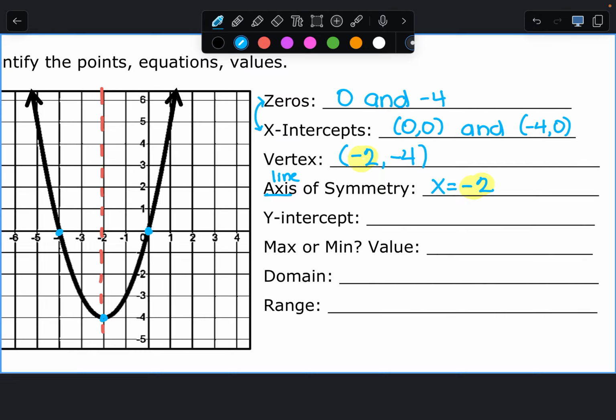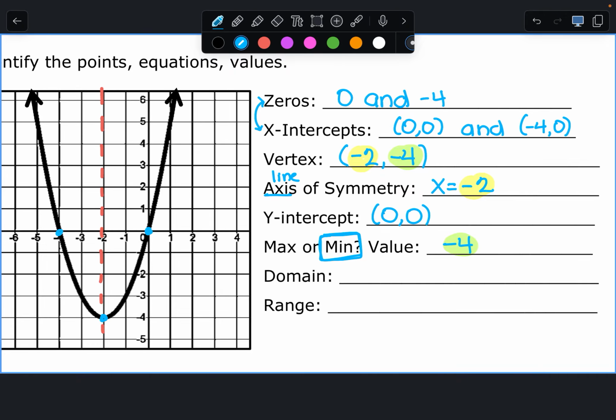What is the y-intercept? In this one, it is (0, 0). Is this a max or a min value? Minimum value, because it goes down low. What is that minimum value? The minimum value will be the y value of the vertex. If you're not provided a graph, it's the y value of the vertex.